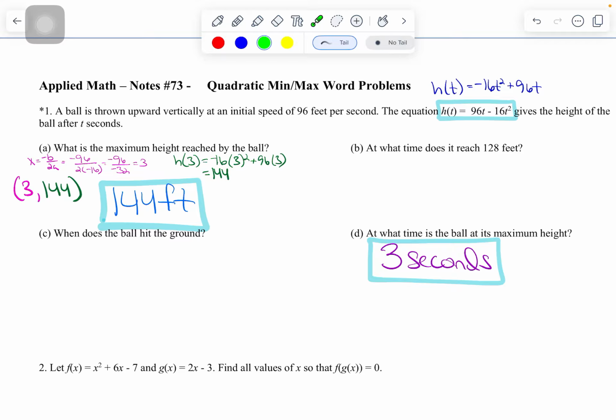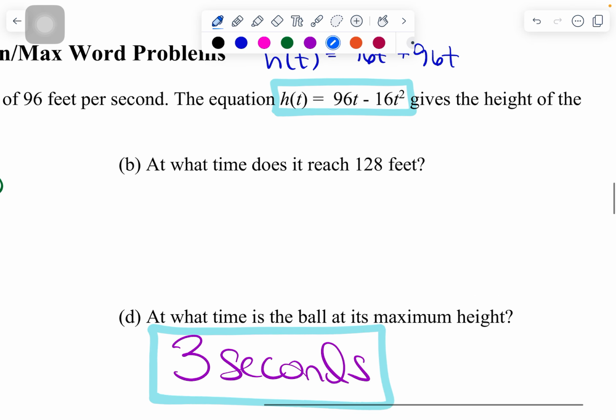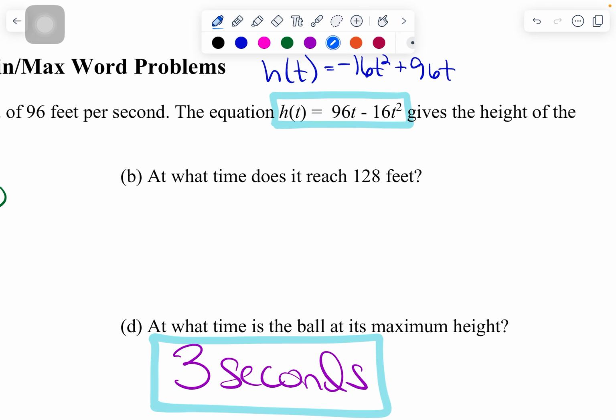Now part B, at what time does it reach 128 feet? So what we're going to do here is make our height this 128 feet, and then solve for t, because that's what we want to figure out as the time. All right, so give me my equation back here. Height is, I want it to be 128 feet, and then I'm just going to write the rest of this equation.